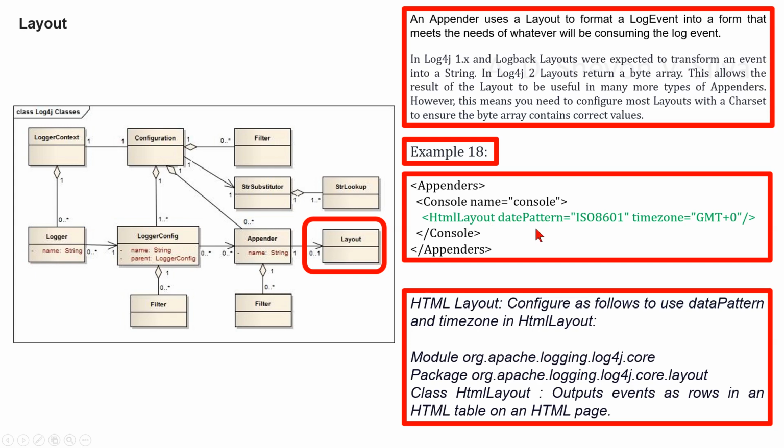string, the date format for the logging event. The default is JVM_ELAPSED_TIME, which outputs the milliseconds since the JVM was started. Time zone: string, the time zone ID of the logging event. If not specified, this layout uses java.util.TimeZone.getDefault as the default time zone. Like the date pattern of the pattern layout, you can use the time zone ID from java.util.TimeZone.getTimeZone. Configure as follows to use the date pattern and time zone in HTML layout.